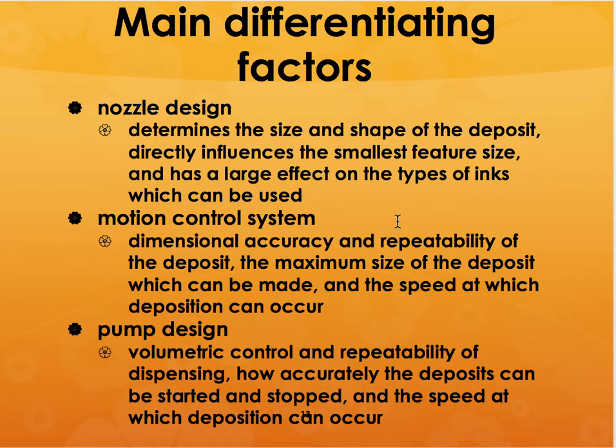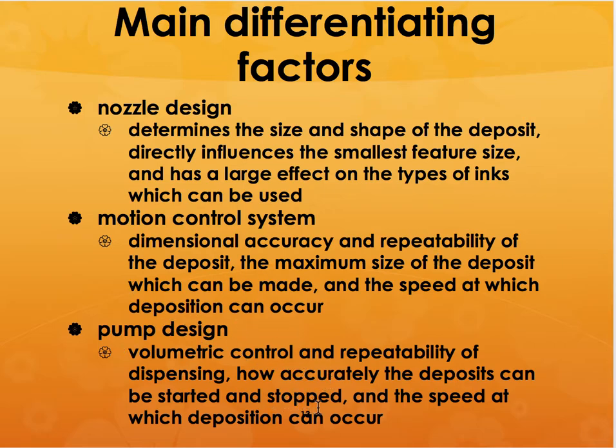So what are the differentiating factors between the different direct write technologies? The first one is the nozzle design. It directly influences the smallest feature design, and it has a large effect on the types of inks that can be used. The next one is a motion control system. Motion control systems are very common, but it allows you to get high dimensional accuracy and repeatability. And the final one is the pump design, that determines how much material you can deliver.